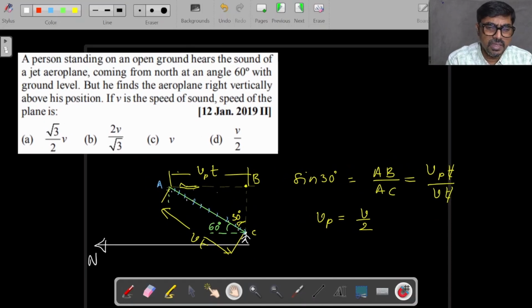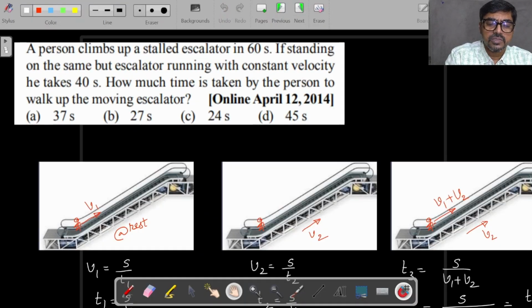It's a simple idea, no need to have any conceptual clarity at such a high level. It's just a commonsensical, aptitude-based question, the visualization part of it. So I hope you got it. Let us go to the next question.